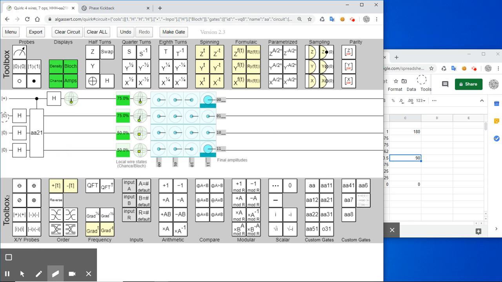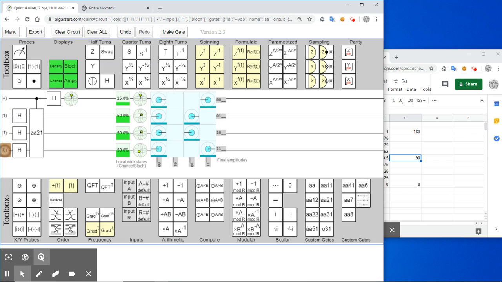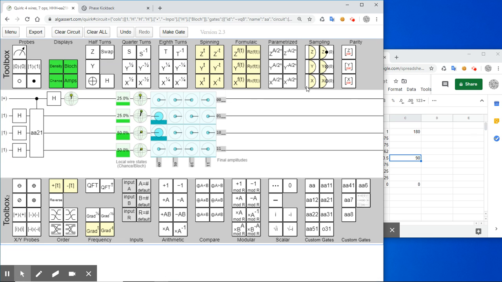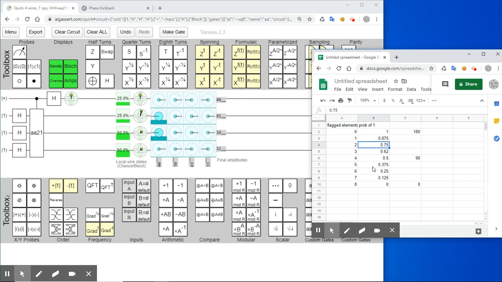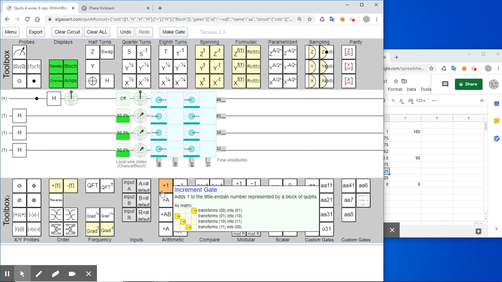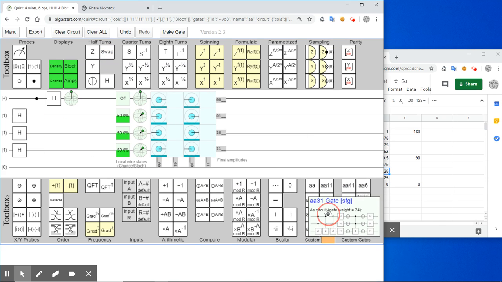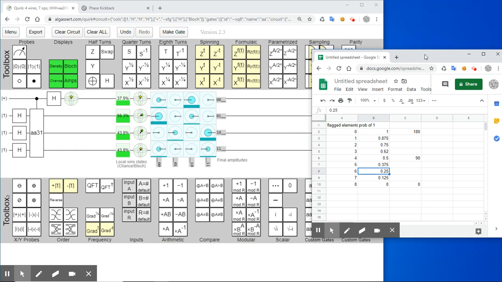So by any chance, what happens if I do these? Then I get 25%. Which is these. If I put, for example, the 3 elements, 37.5, then I get these. Okay, so if I change that, the things flip around.